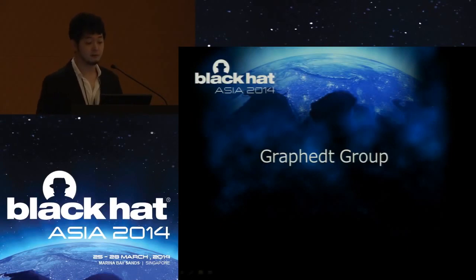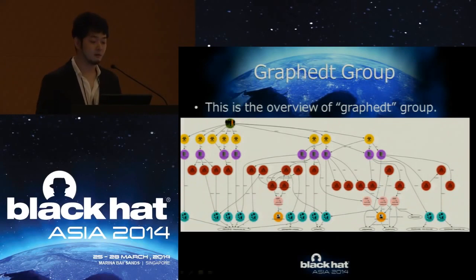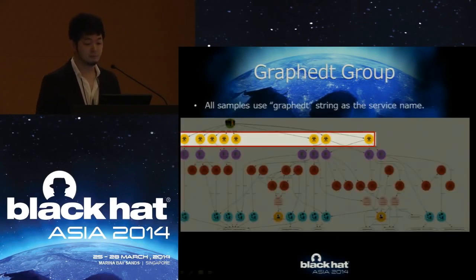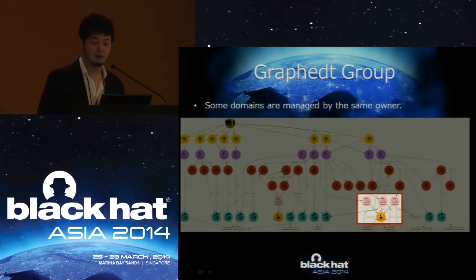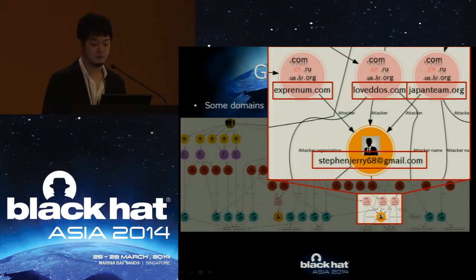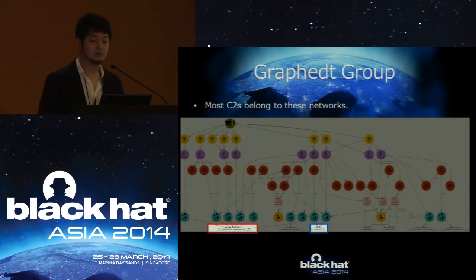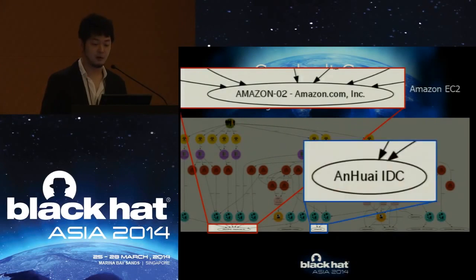Next, the GraphEdit group. This is the overview of the GraphEdit group. All samples use the GraphEdit string as the service name, like this. Some domains are managed by the same owner, stefanjerry68@gmail.com, who owns these domains. Most of the C&C servers belong to Amazon EC2 and Unfly IDC. Some C&C servers hosted in Amazon EC2 are in the Japan region as the server's geolocation.